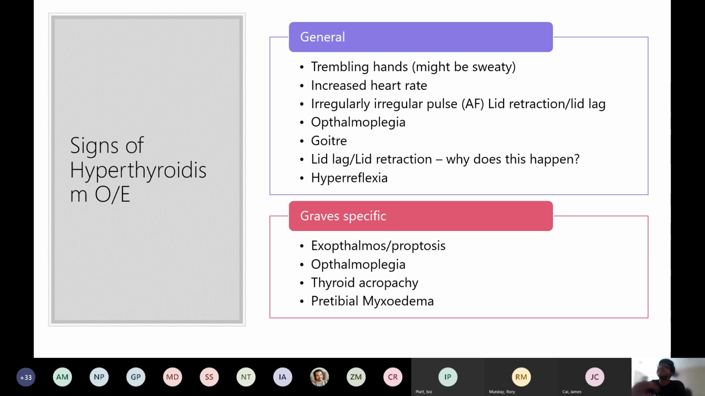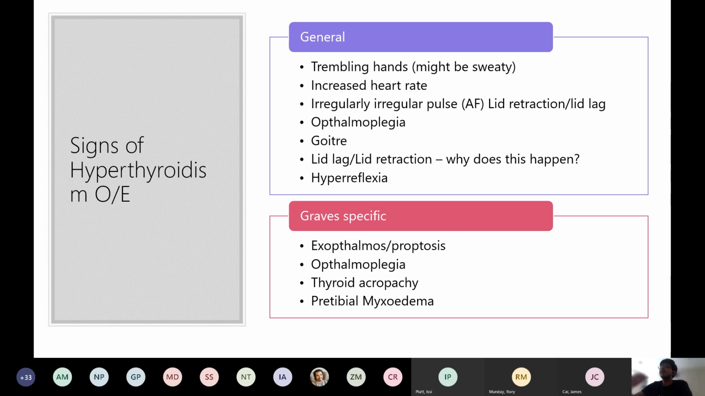Okay, what else? There are lots and lots of findings in a thyroid exam. If you're exceptionally observant, you might notice hair changes. What else? There's one eye thing that happens in all hyperthyroidism, and then there are other eye things that happen in just Graves. Yeah, so lid lag is super important.